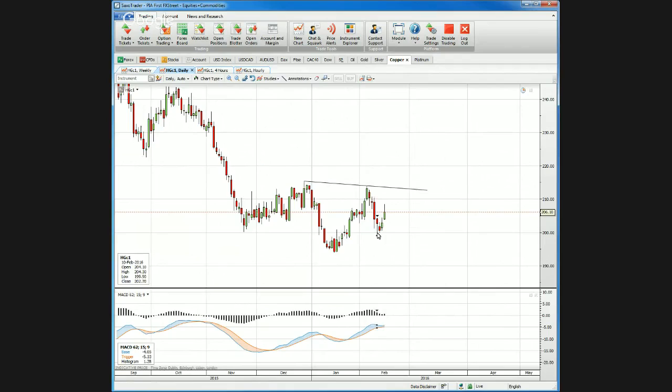The more positive thing about this move recently in February is the higher low, which was around 200. That's quite significant, so that paints a slightly more positive scenario for copper. But nevertheless, we're pretty bearish overall until we see a break.